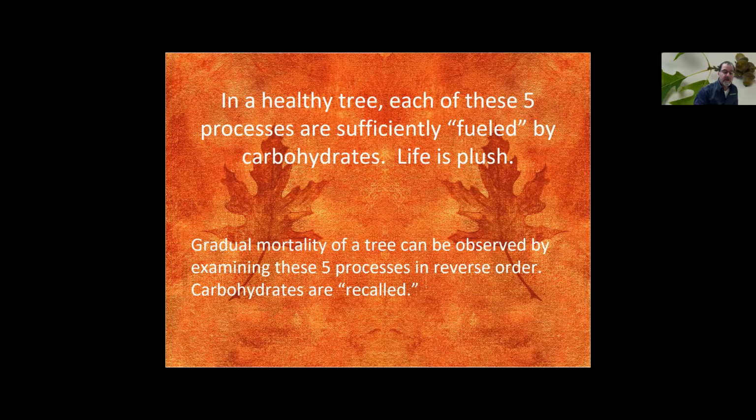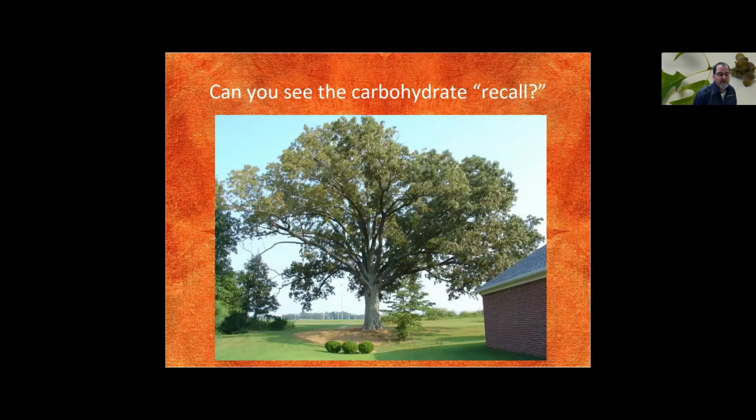And foresters actually can bore into a tree and count the growth rings and see when that secondary growth is declining as well. So the tree will essentially do this in reverse order. And if you're astute at observing this, you can tell when a tree is declining even before it's clear that it's declining. So let's go back to that tree that was in my yard, and let's follow the carbohydrate recall on this particular tree.